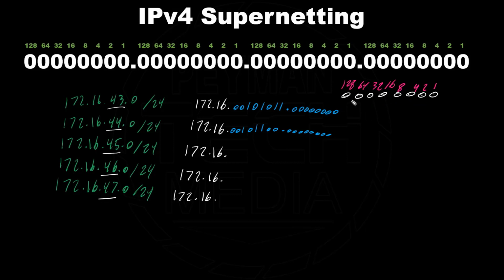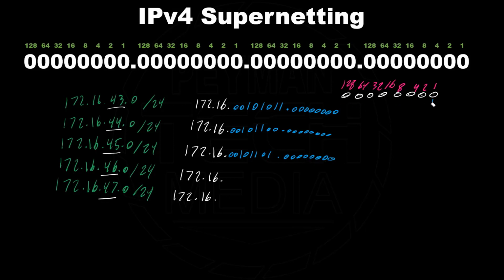Next one is 45. So 32 plus 8, that's 40, plus 4, 44, plus 1, 45. Let's write down here 45 on the third octet. Let's write down the binary: 0, 0, 1, 0, 1, 1, 0, 1. And 8 zeros for the last octet here. 1, 2, 3, 4, 5, 6, 7, 8.